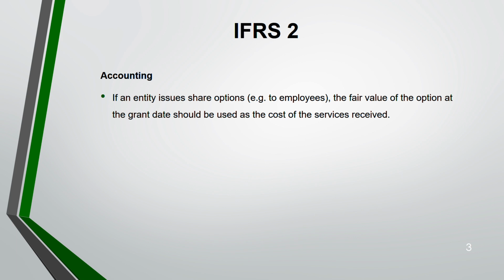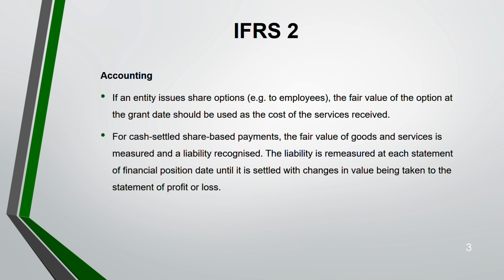If an entity issues share options to employees, then you have to take the fair value of the option at the grant date. That will be used as the cost of your service that is received, not at any other date. For cash settled, the fair value of goods and services will be measured and a liability will be recognized. Remember, with cash settled, liability. The liability is remeasured at each statement of financial position date until it is settled, with the changes in value being taken to the statement of profit and loss. That means any change in the fair value, gain or loss, will go in the statement of profit and loss.